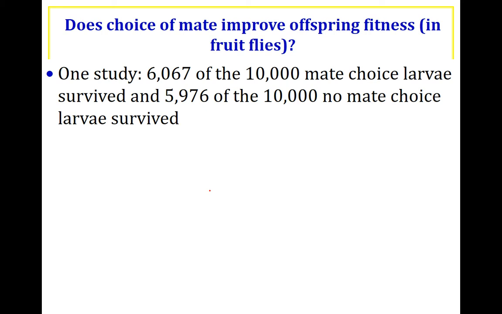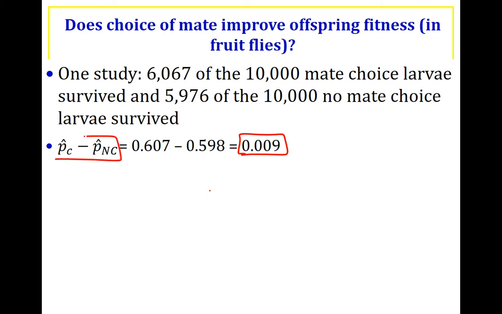Okay, so we have a little bit of data here we produce. First of all, we have two statistics there, and those two statistics can be put together in a proportion. For choice, 6,067 divided by 10,000 is 0.607, and the no choice proportion, 5,976 divided by 10,000, creates 0.598. So our statistic is actually 0.009. This is our measurable statistic when we take the proportion of choice and subtract the proportion of no choice.